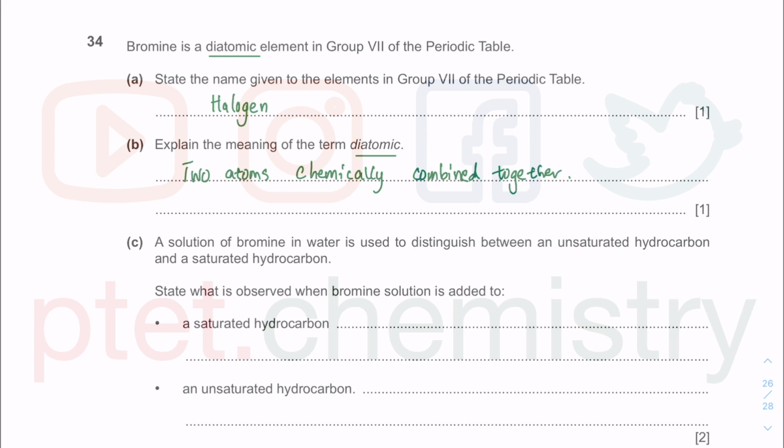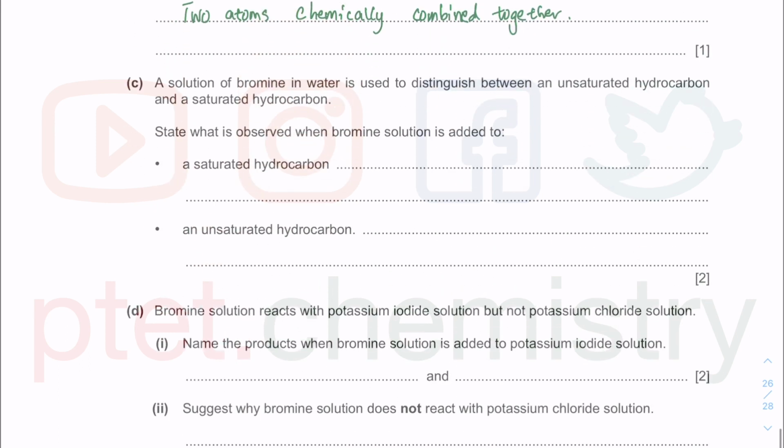Group 7. Part C, you have a solution of bromine in water. Bromine in water is what you call aqueous bromine or aqueous Br2. You use it to test for an unsaturated hydrocarbon, which contains a carbon-carbon double bond, versus a saturated hydrocarbon, which contains carbon-carbon single bonds. State what is observed.